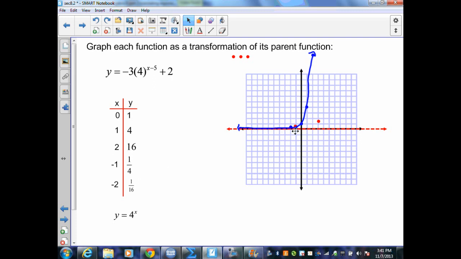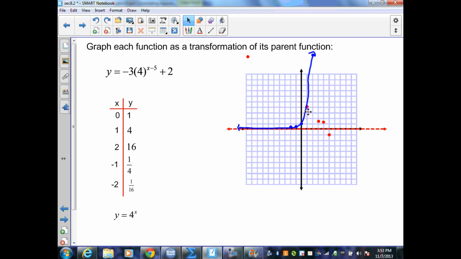So the negative 1, 5 units to the right. 1, 2, 3, 4, 5. Multiply 1/4 by a negative 3 gives me a negative 3/4, and then up 2 units. 1, 2. My next one, I'm going to go to 0, 1. 5 units to the right. 1, 2, 3, 4, 5. Multiply 1 by a negative 3 gets a negative 3, and then up 2 units.